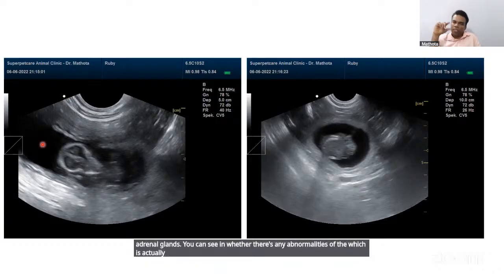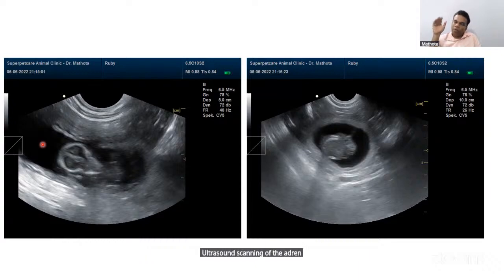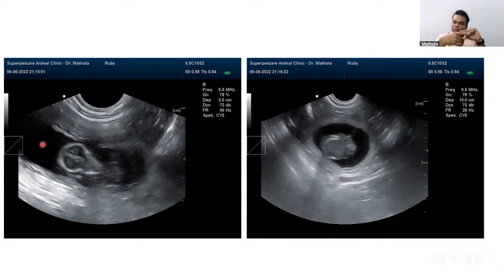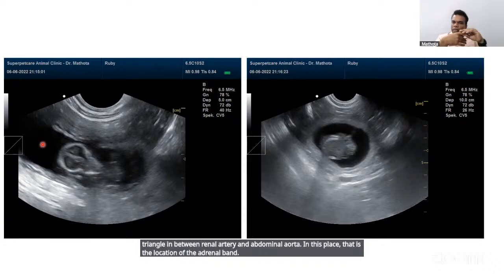This is basic scanning. I didn't talk about the adrenal gland. If you want to do ultrasound scanning of the adrenal gland, you have to focus on the kidney, and find the renal artery near the abdominal aorta. Near the abdominal aorta, you will see the renal artery. Then there's a triangle in between the renal artery and the abdominal aorta. That is the location of the adrenal gland. You will find the adrenal gland at that location.